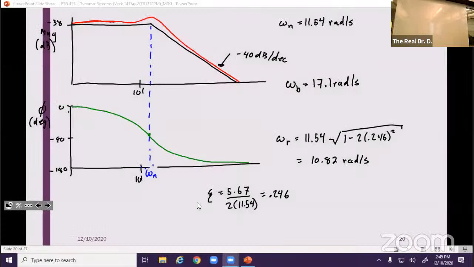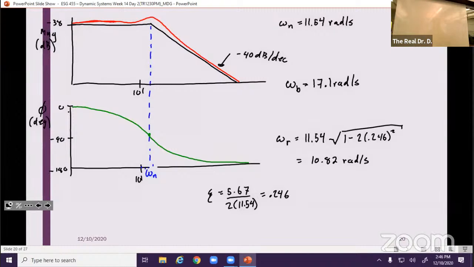So to tie this up, we found the bandwidth, 17.1 radians per second. We need to find the frequency where we have the maximum amplitude. That was the question. What do we call the frequency of maximum amplitude? The resonant frequency. And we have an equation for resonant frequency, right?